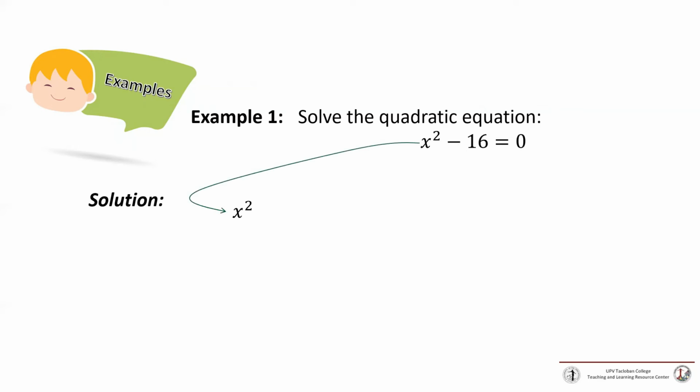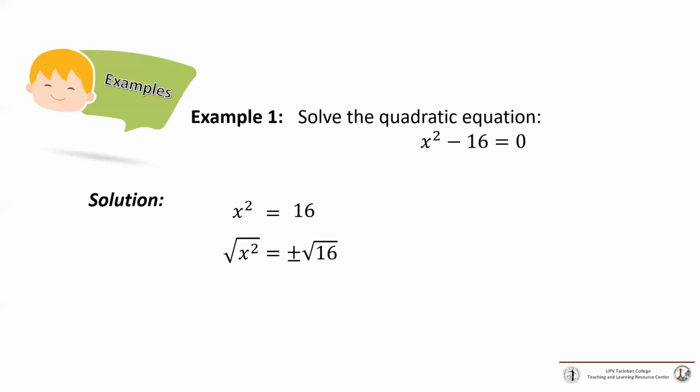Now the next step is to transform this given equation into the form A squared is equal to B. So x squared is equal to 16. From x squared minus 16 is equal to 0, it becomes x squared is equal to 16. And you notice that this is already of the form A squared is equal to B, right? So applying the square root property, we get the square root of both sides.